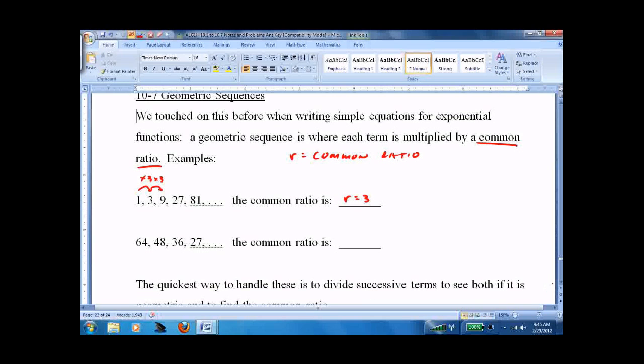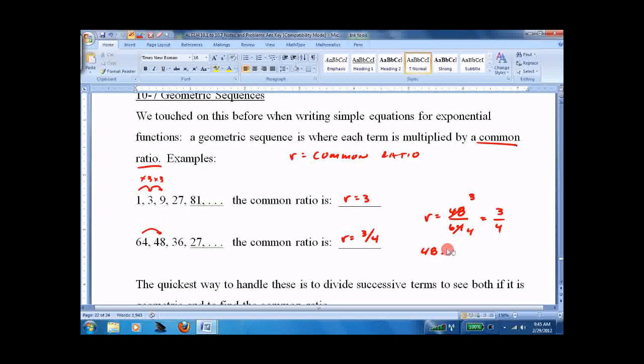Next one's a little trickier. How do we get from 64 to 48? Well, we don't want to figure that out. We want to let the math set us free and then check our work. So I know that 64 is going to 48, so the common ratio should be 3/4. Let's check it out.